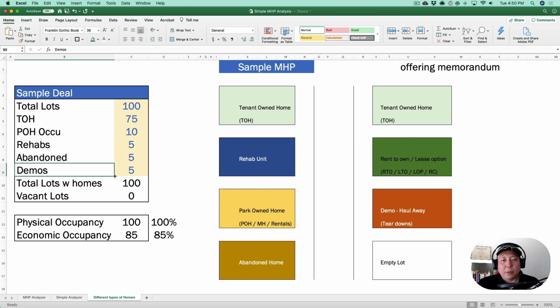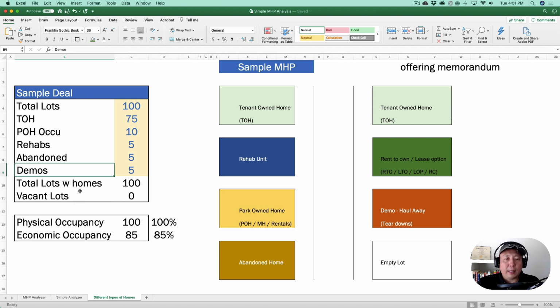They might be demos. If they're demos, it just means that these are park-owned homes that you can't rehab and that you're going to have to demolish. You're going to have to crush them and then haul them away, and then hopefully bring in another home to replace that.